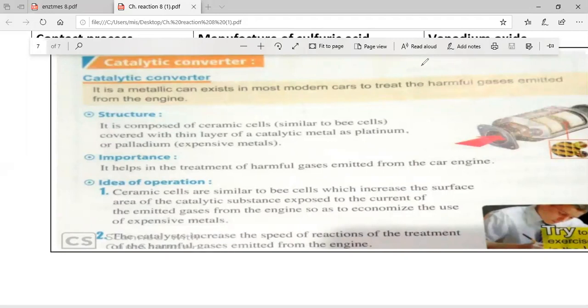It converts harmful gases because it contains catalyst material like platinum. Platinum converts the harmful gases to less harmful gases. The harmful gases produced from the engine of a car, like carbon monoxide, are converted to carbon dioxide, which is less harmful than carbon monoxide. And nitrogen monoxide is converted to nitrogen dioxide, which is less harmful than nitrogen monoxide. So the harmful gas is not the same; it is less harmful than the previous one. It changes from one state to another state, not still the same as in the engine.